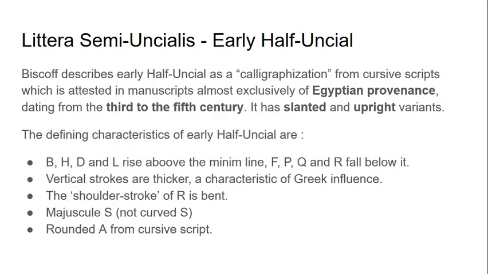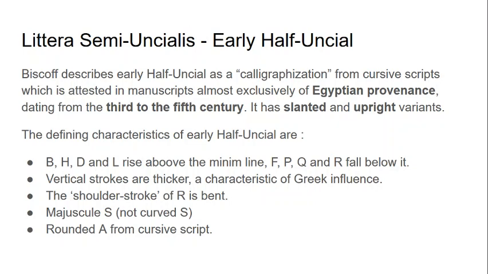Early half-uncial. Bischoff describes early half-uncial as a calligraphization of cursive scripts. So according to him, it's basically cursive script, but they try to make it like uncial, and therefore it starts to look like a sort of middle ground between the two. It's attested in manuscripts almost exclusively of Egyptian provenance, suggesting that it developed probably in this region. It dates from the 3rd to the 5th century Common Era, and it has both a slanted and an upright variant, which we do not need to know, but it's interesting and worth noting.